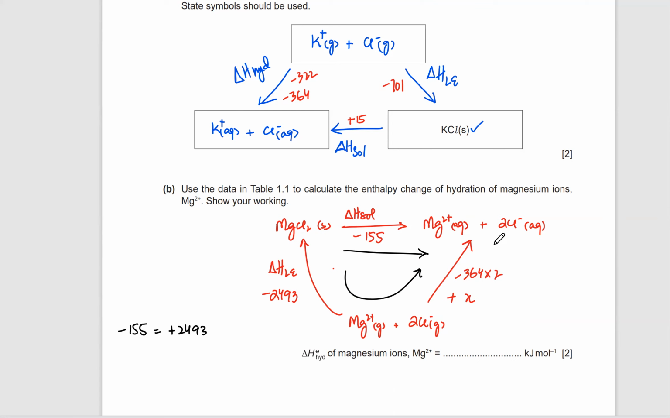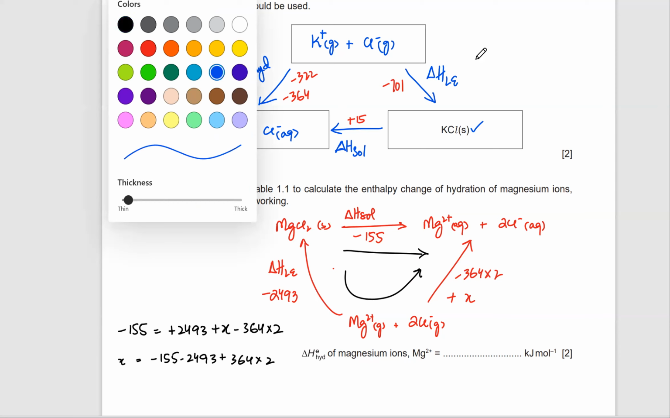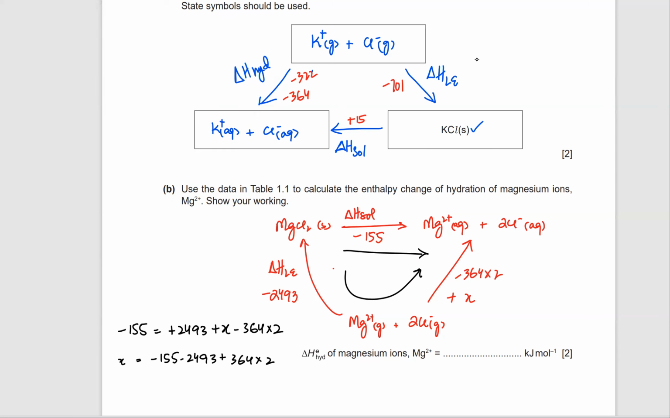And plus X, so you're going in the right direction, plus X and minus 364 times 2. और इसको solve करना. So solve for X, find out what X is. So it's going to be minus 155. ये कोई solve करके बता दे. Minus 2493. Then plus this 364 times 2. क्या value आ रही है? So, negative 1920.